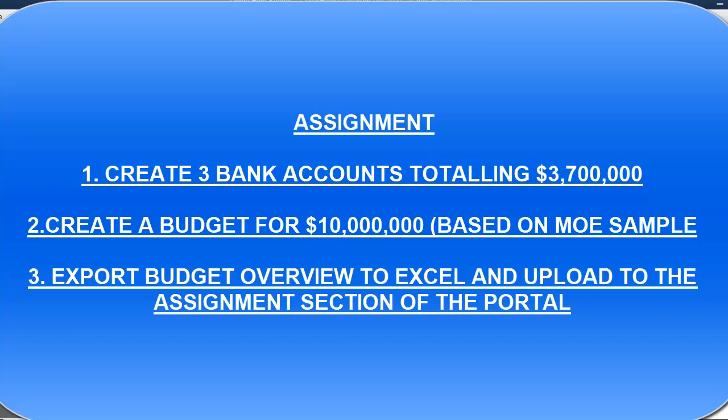As a matter of fact, what is important for me is that the total of these 3 bank accounts adds up to 3.7 million, which is 3,700,000. So the amounts can also vary between the accounts. So for the assignment, a $10 million budget, and bank and cash 3.7 million.